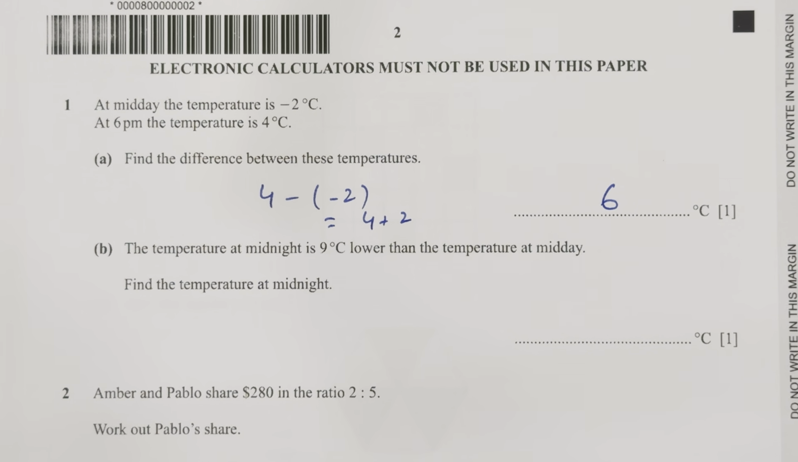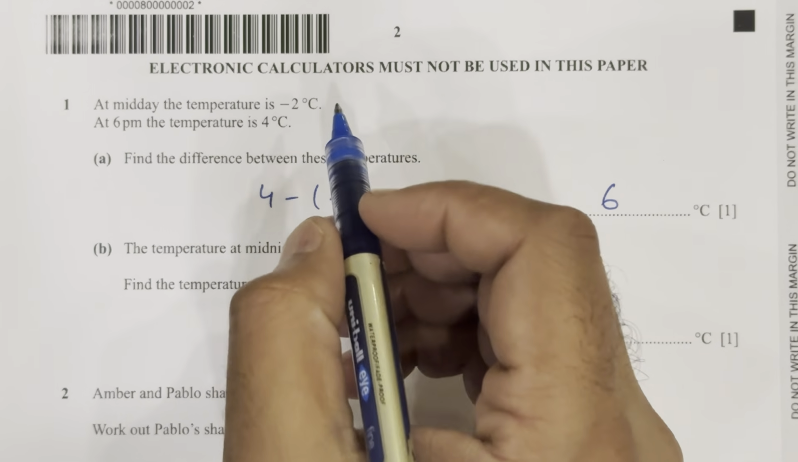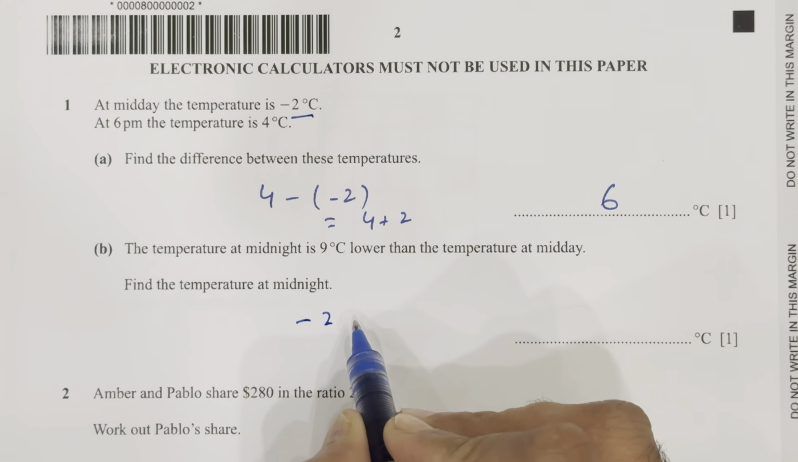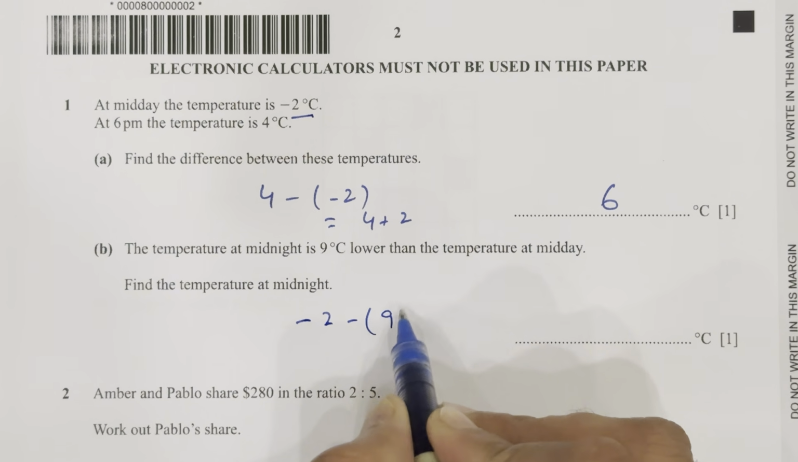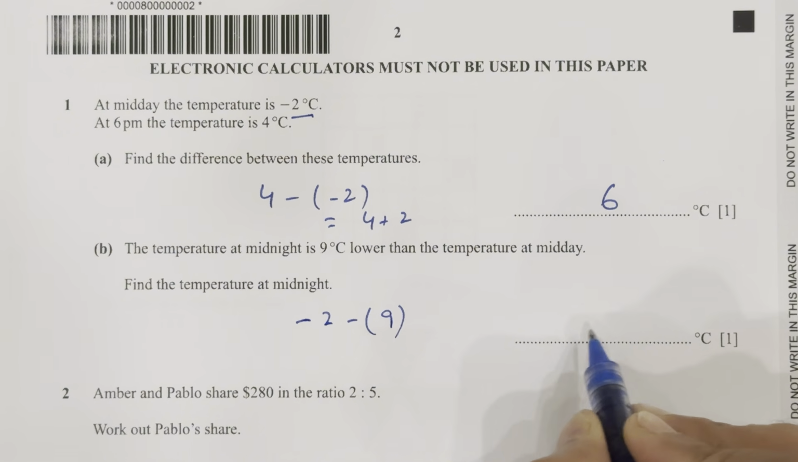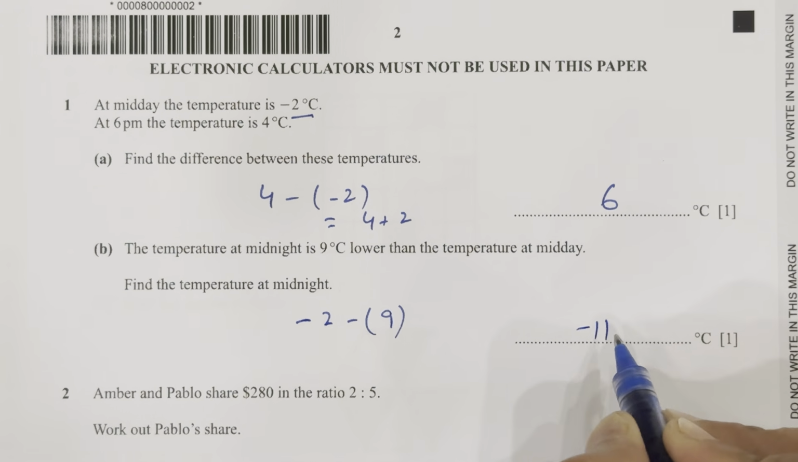Part b is: the temperature at midnight is 9 degrees Celsius lower than the temperature at midday. We know that at midday the temperature was -2 and it is lower than this, then it means we need to subtract 9 degrees. After solving it, we get the answer -11 degrees Celsius.